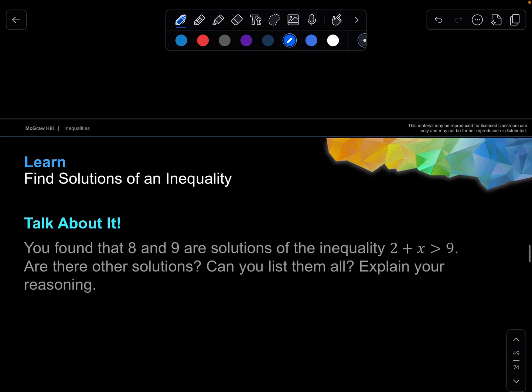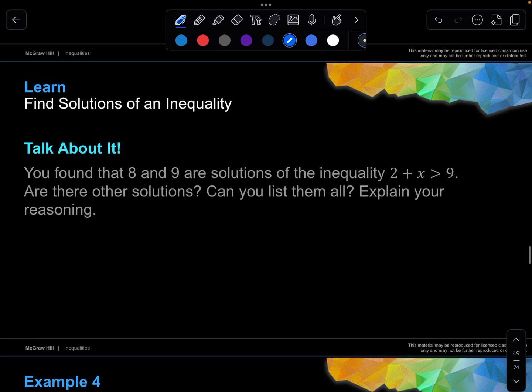Are there other solutions? Yes, there are. Anything greater than 8 is a solution. Can you list all of them? Nope, it's not possible to list all of them because there are infinitely many solutions.